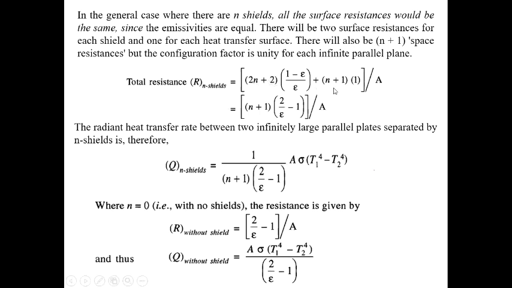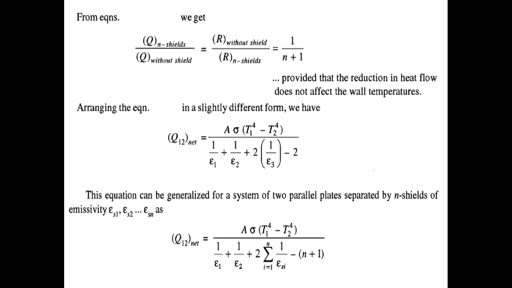Okay, and n plus 1 into 1, so we can write n plus 1 by twice by epsilon minus 1. So if n equals 0, meaning no shield, this will be twice by epsilon minus 1 by A, and that is Q without shield. From this we can calculate the total number of shields. Okay. So we can write Q with n shields by Q without shield equals 1 by n plus 1, if we consider the emissivities all the same.